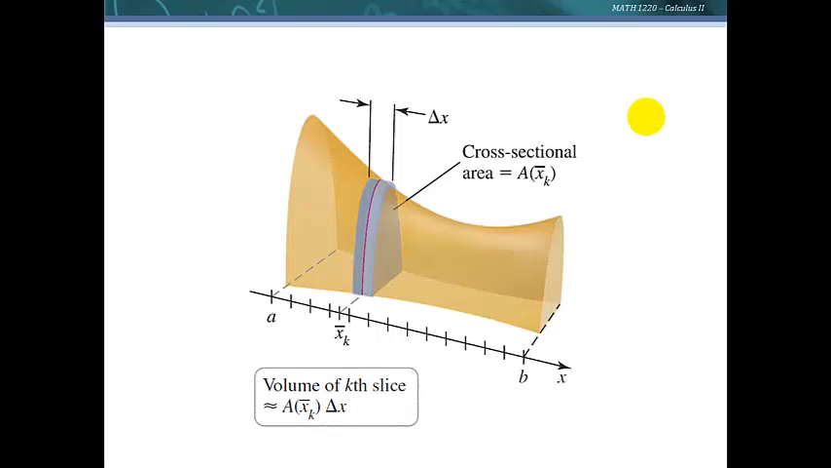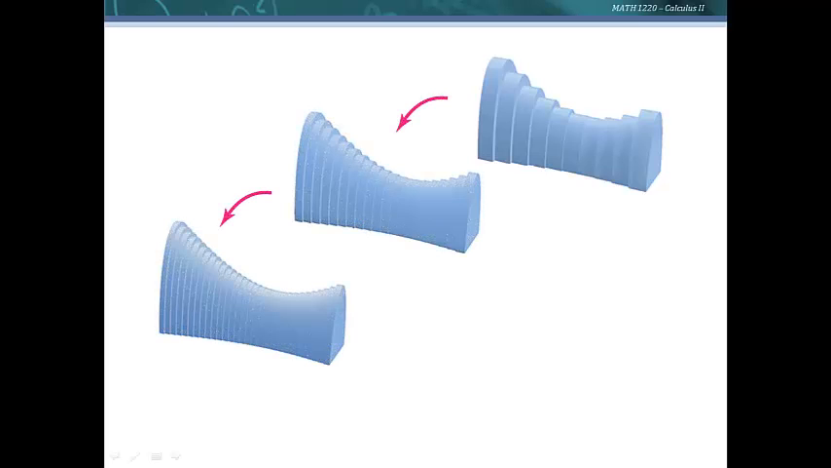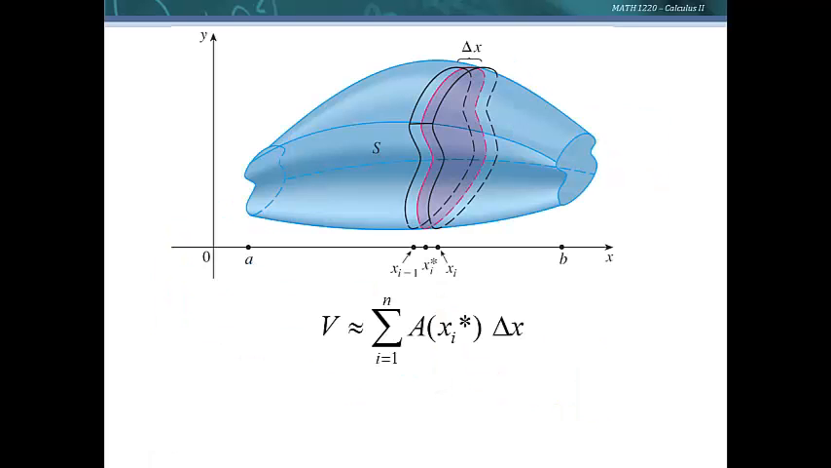And the volume of this kth slice would be this area times the thickness, and then we could sum up all of these slices to get an approximate for the volume. So we could have it look something like this. The more slices, the thinner the slices, the more accurate. We could do that even more, and if we let the number of slices go to infinity, we would have the volume of this solid. So this is the idea, and it could be any kind of a shape.